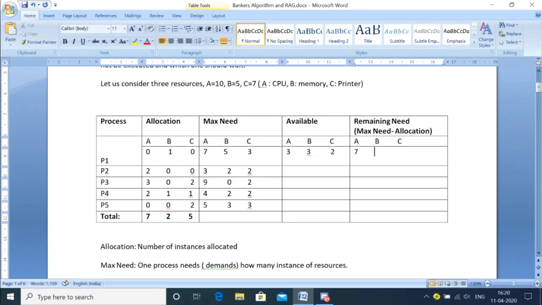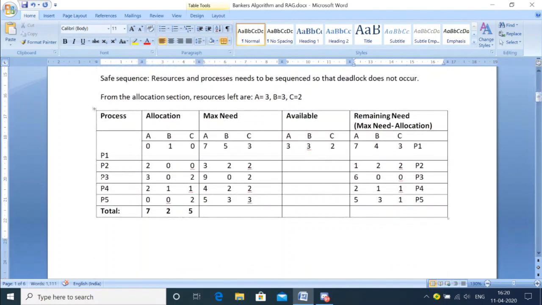Then next is 5 minus 1 is 4. You people also write, okay? Then 3 minus 0 is 3. Okay, so similarly, again, I have to populate the other section of the table like this. A with A, so 3 minus 2 is how much? 1. Okay, so that I have done here.